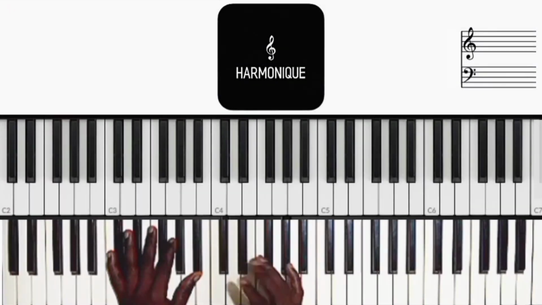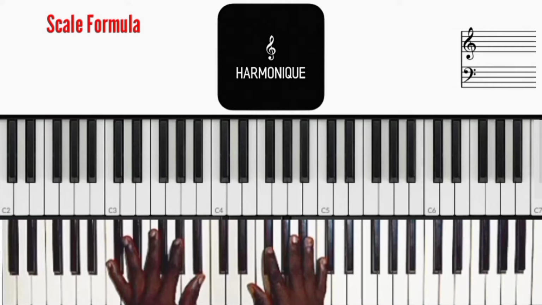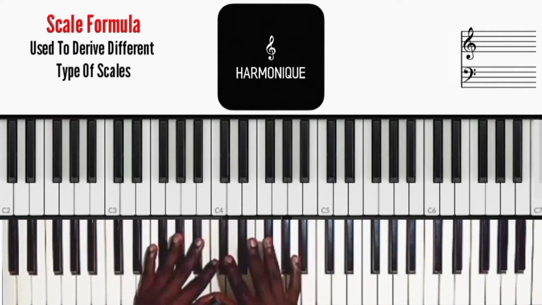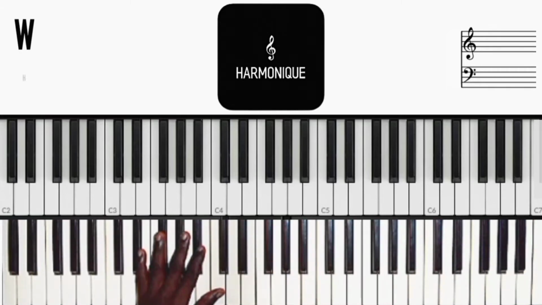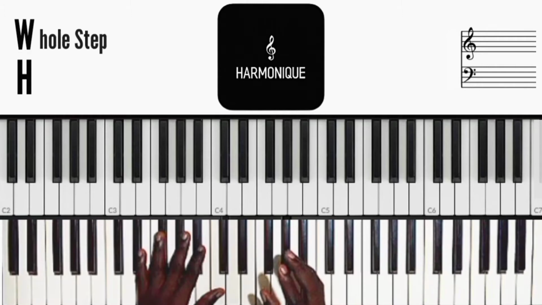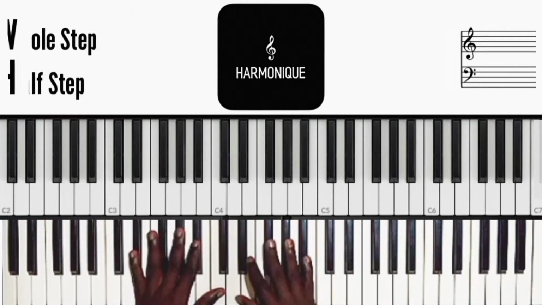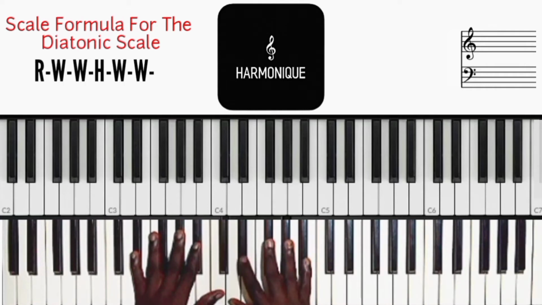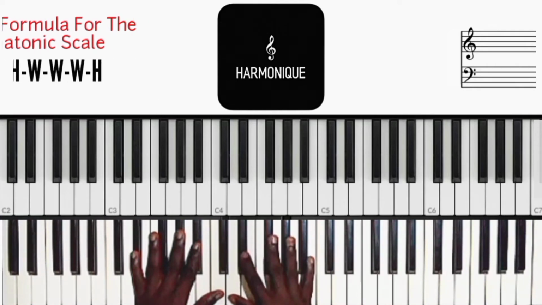We use these two types of steps earlier discussed to create what we call a scale formula. A scale formula is a kind of formula we use to derive different types of scales. These scale formulas use two letters, W and H, to denote whole step and half step, respectively. Showing on the screen right now is the scale formula for the diatonic scale, which we'll be using today.